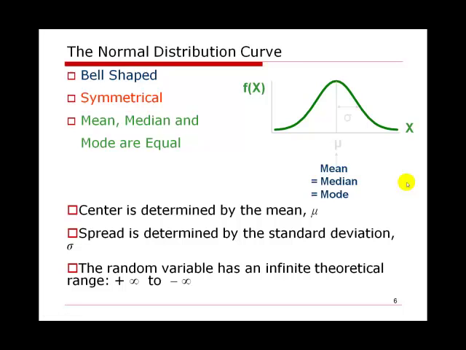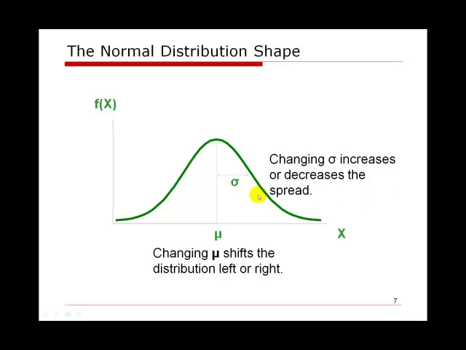Now, as we said, the curve is determined by the mean and the sigma. The mean determines the center of the curve, and the sigma determines the dispersion of the curve. If we change the mean, mu, it will shift the curve left or right. If we increase the value of the mean, the whole curve will be shifted to the right side. If we decrease it, the whole curve will be shifted to the left side. But it will not change the shape of the curve.